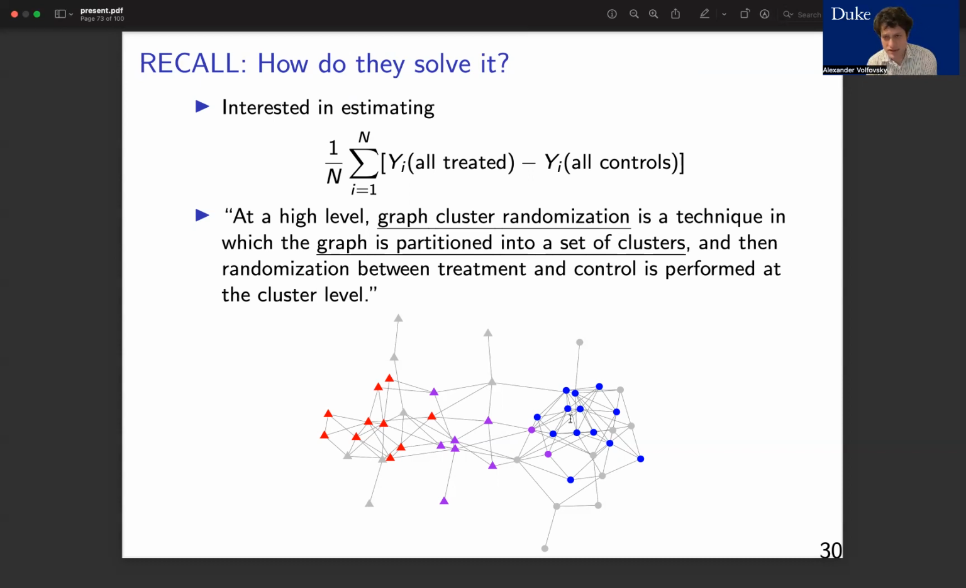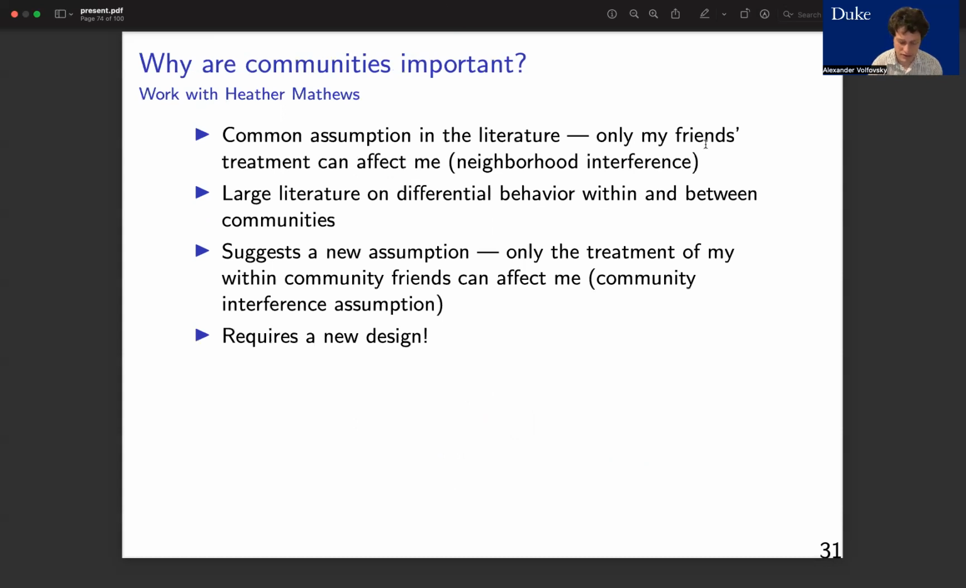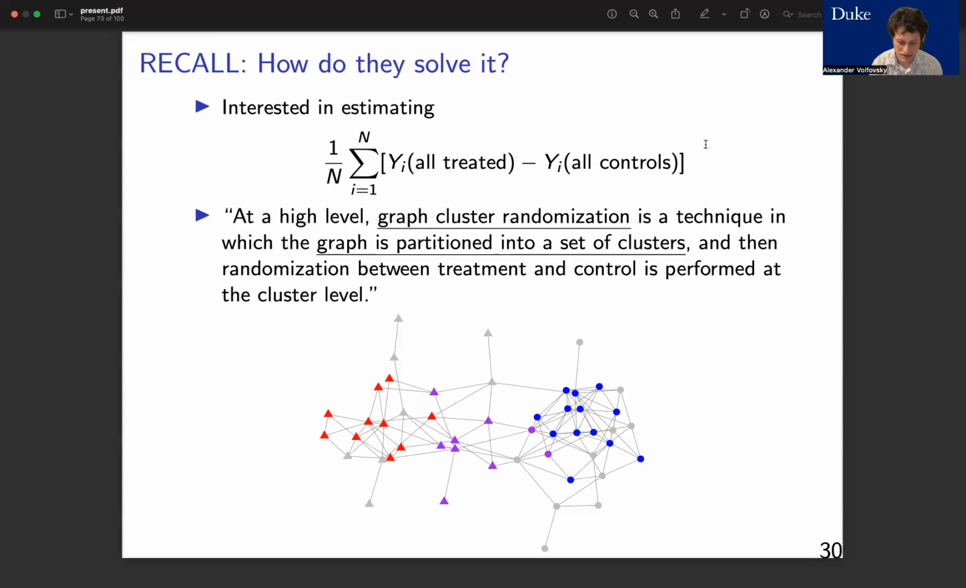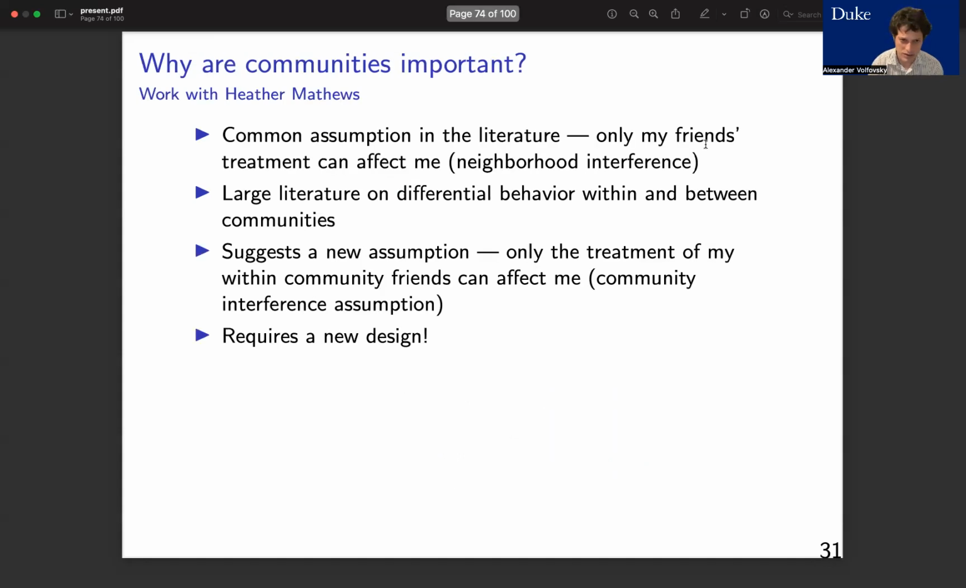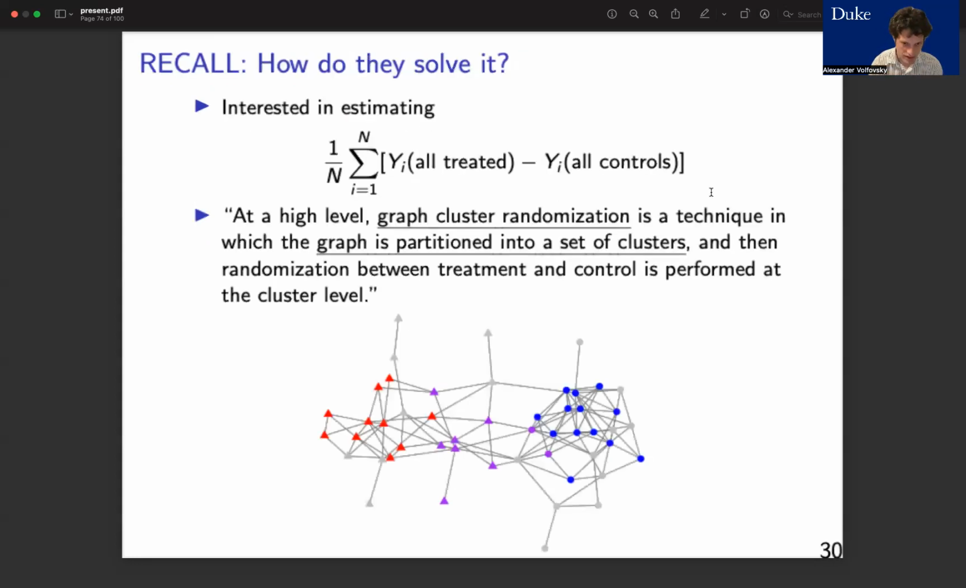This might be perfectly reasonable for a particular study, but we're going to make the argument that that's not necessarily the best. One of the issues when trying to learn about these types of quantities, where everybody's treated versus not everybody's treated, is the concern that your friends might affect your outcome. And so one of the common assumptions is that only my friends' treatment affects my outcome. In that case, this is a perfectly reasonable way to think about it. You completely don't care about the community structure.